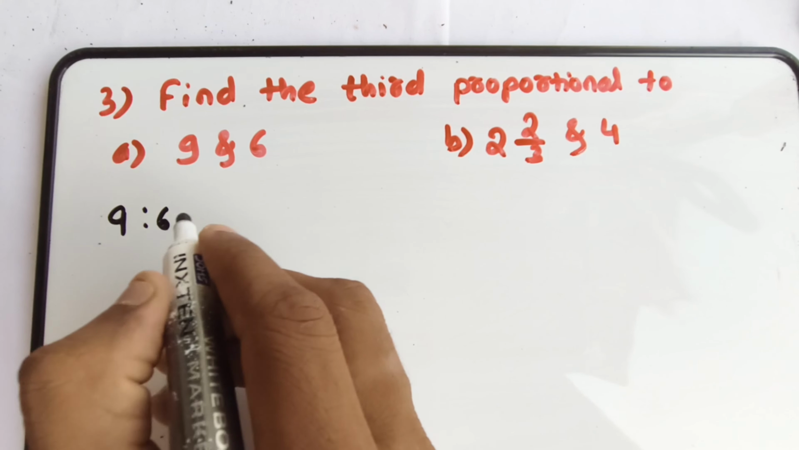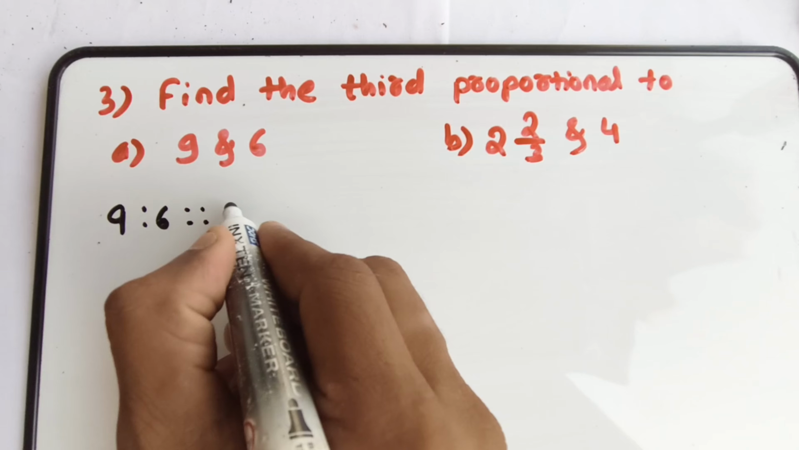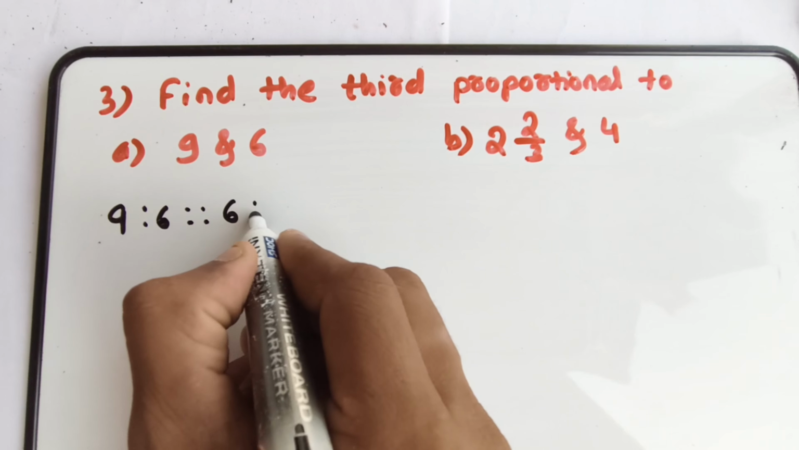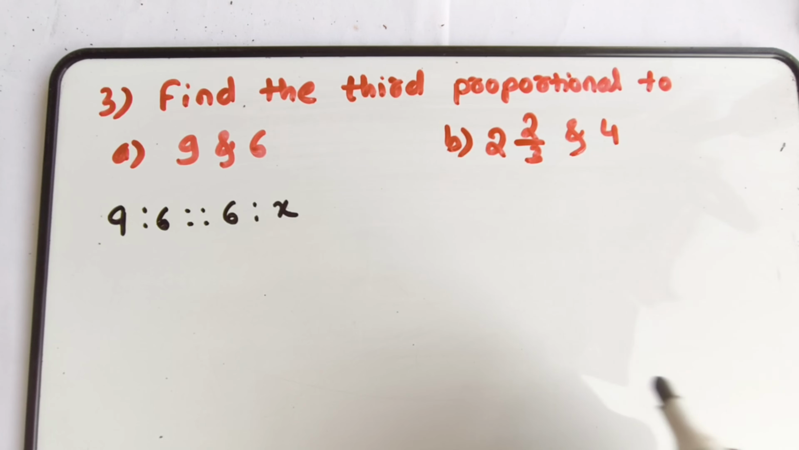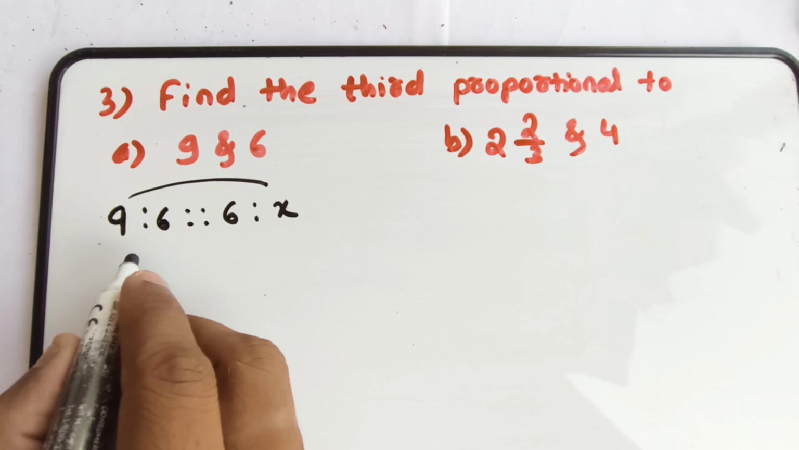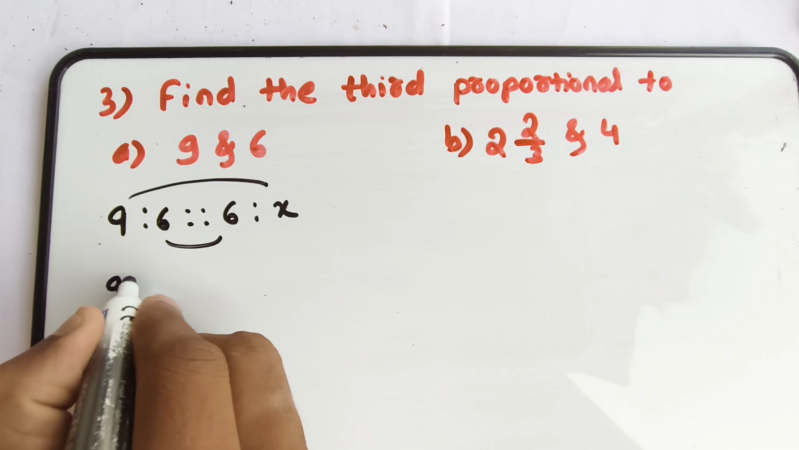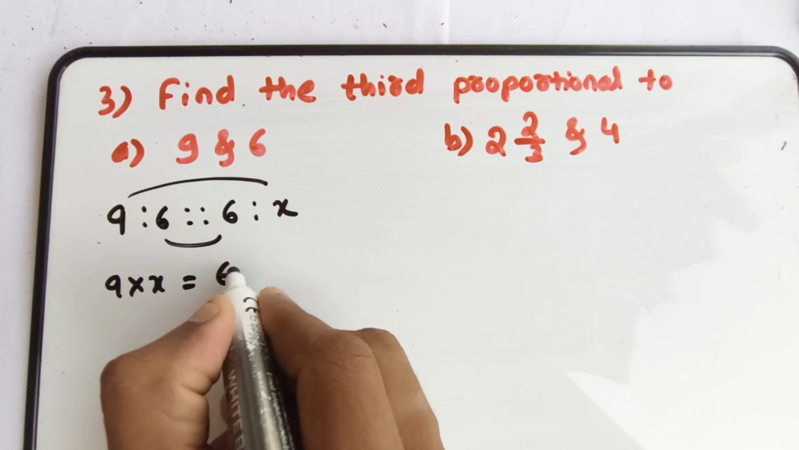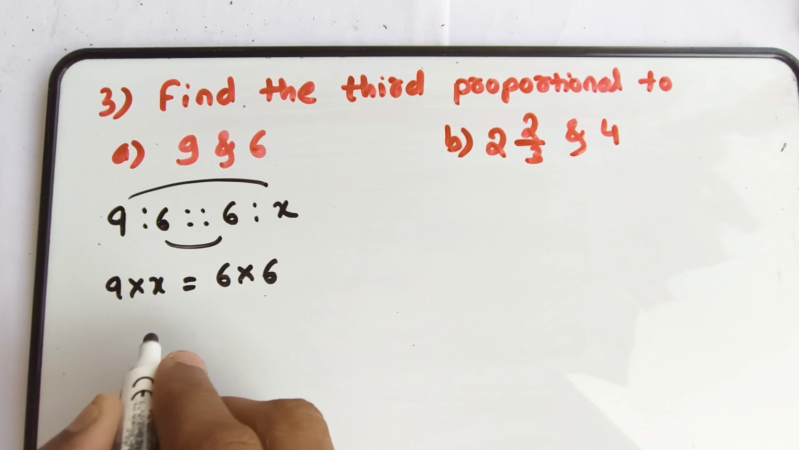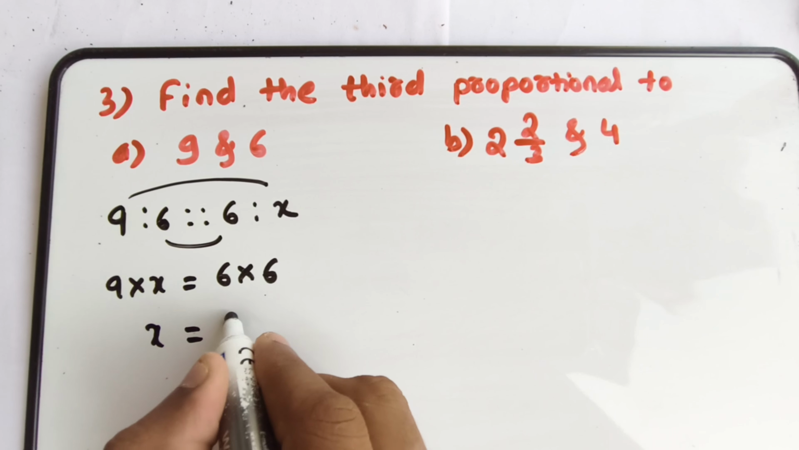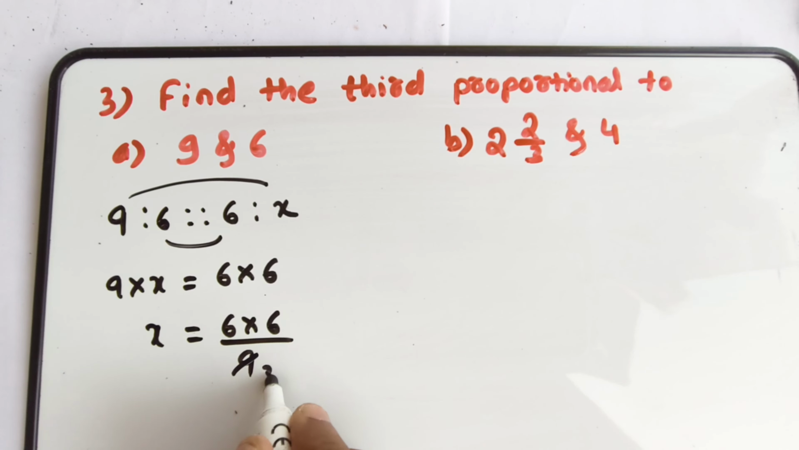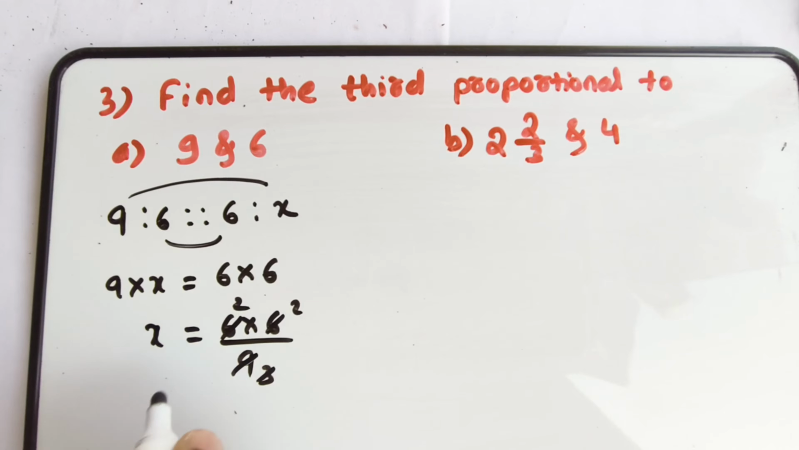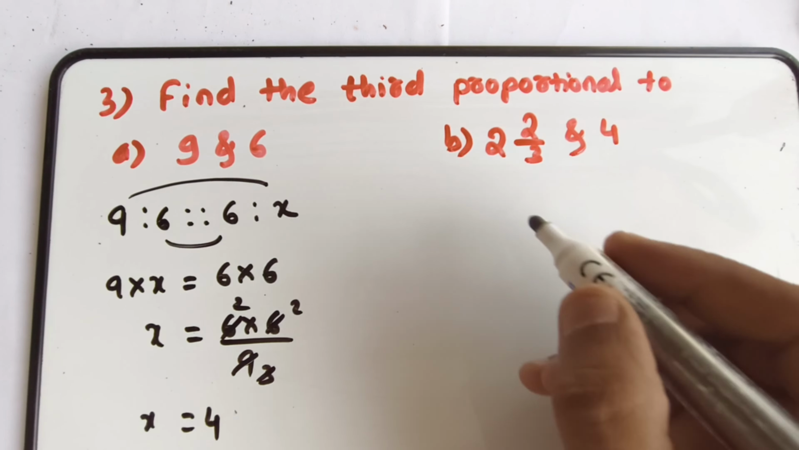Find the third proportional to 9 and 6. I'll write these numbers as 9:6 proportion 6:x. Again, you multiply the extremes and means and make them equal: 9 into x is equal to 6 into 6. 6 6s are 36 divided by 9. 36 divided by 9: 3 3s are 9, 3 2s are 6, 3 4s are 12. The value of x is 4.